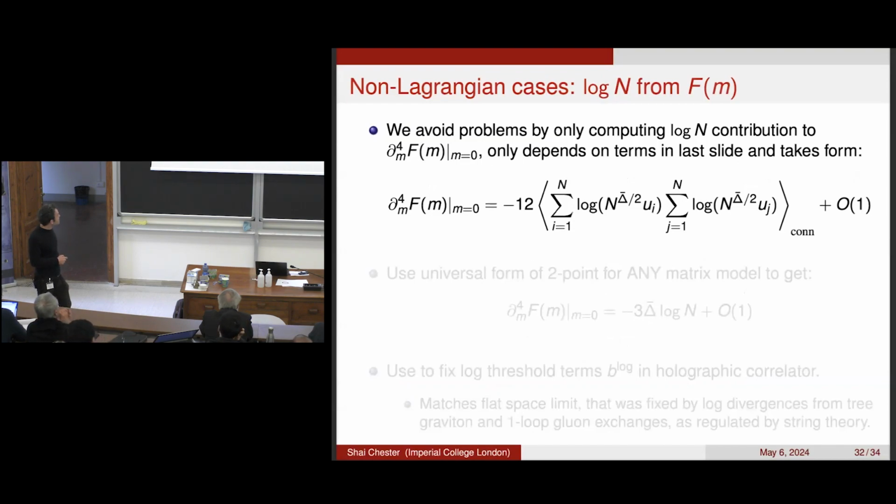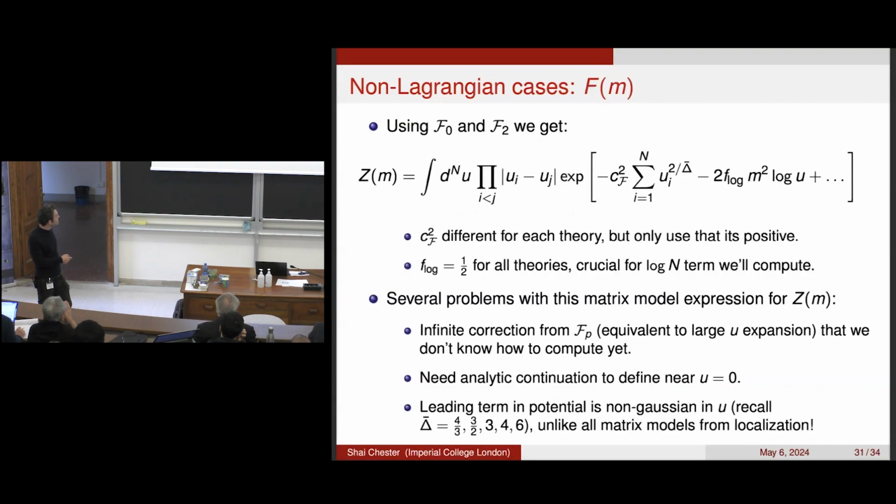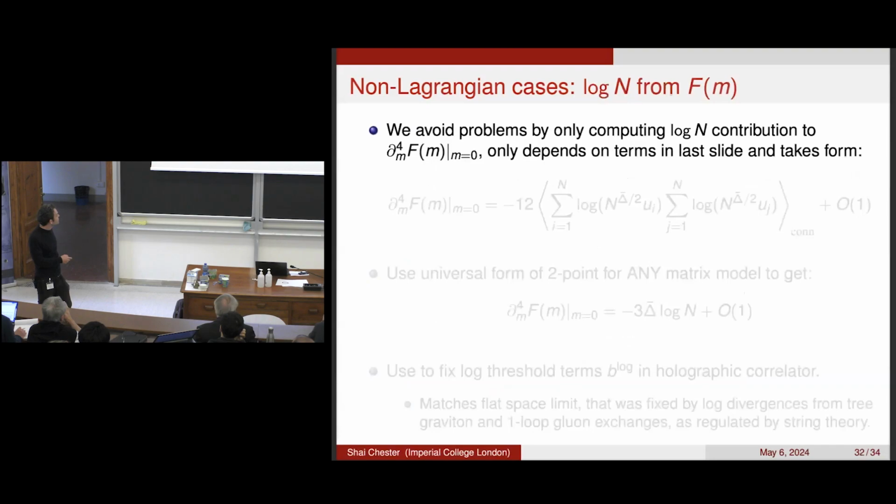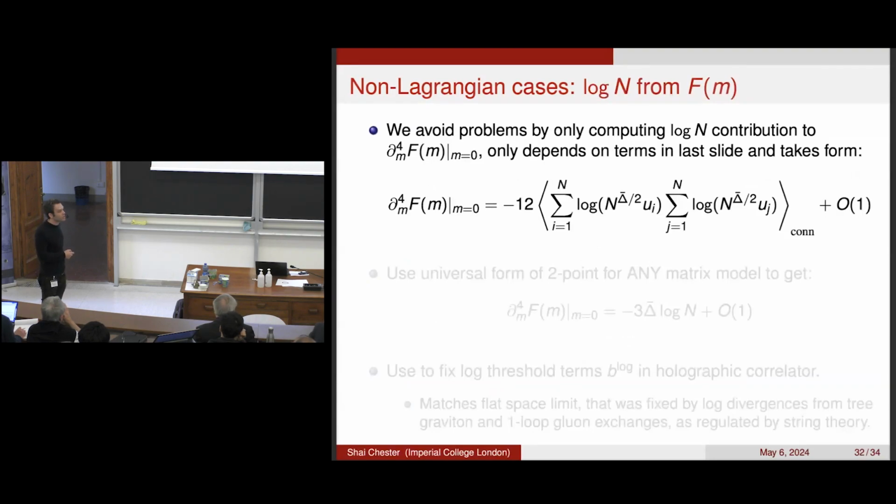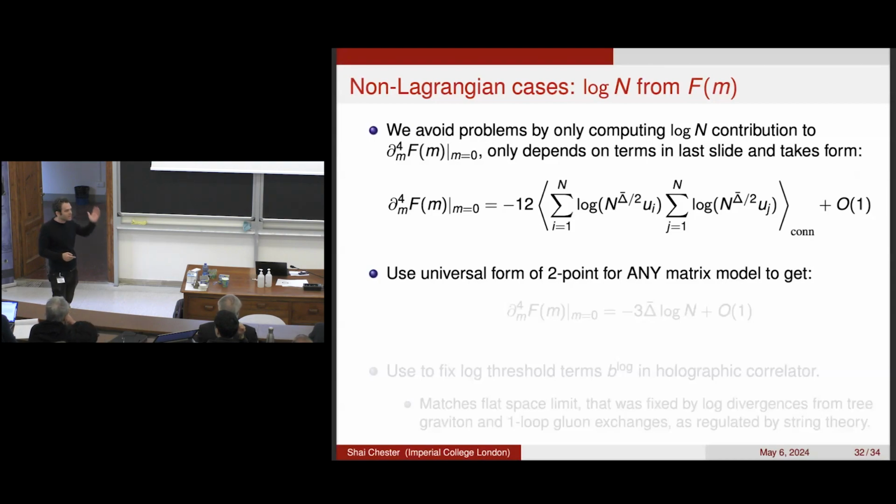So why is the log n term particularly simple? Well, it turns out that if you take this expression and you take derivatives in terms of mass, you just want to look at log n, then you only have to consider the terms written here. Basically this term. Nothing else contributes. And in particular, you only have to compute a 2-point function in the matrix model. And what's nice about 2-point functions is that they take a universal form for any matrix model. This is related to something called a Bergman kernel, which is some kind of deep fact about matrix models. And so even for our very funny fractional power matrix models, you can use these formulas. And after doing a very natural analytic continuation to get the 2-point function of log u, you get this answer.